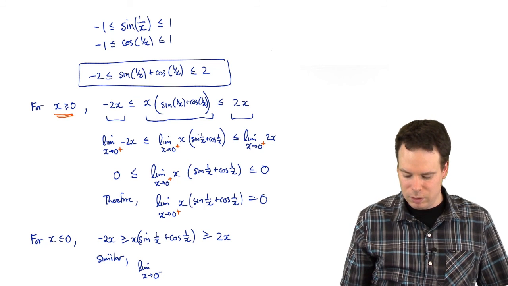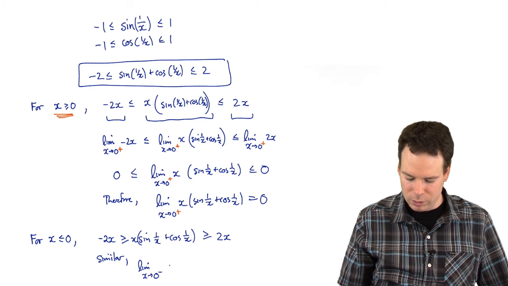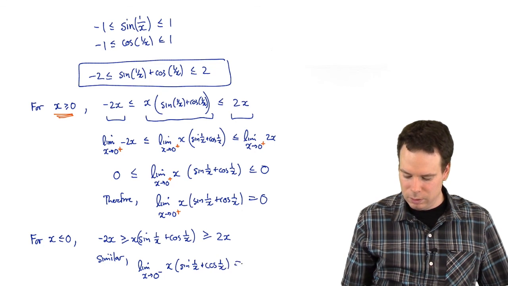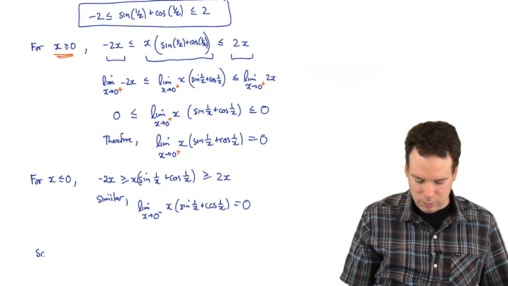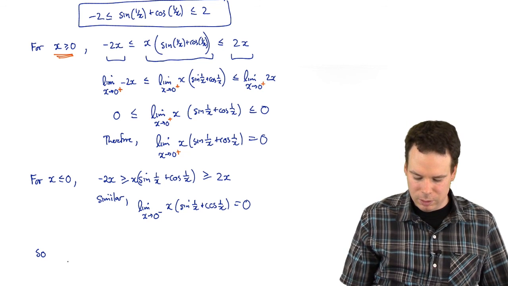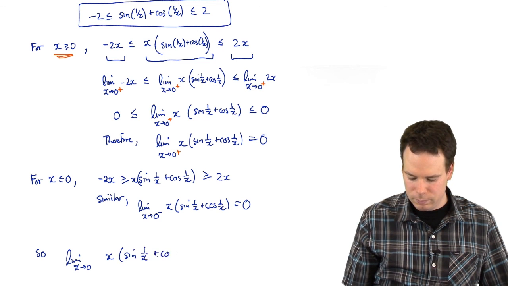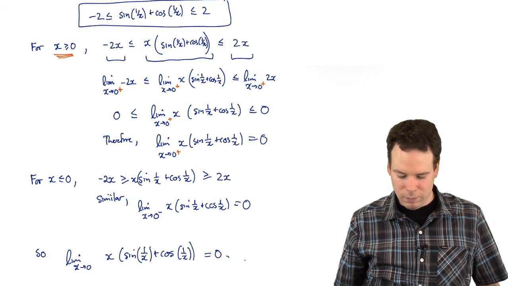Both functions above and below the one we're interested in are heading to 0, so the thing trapped between them must also head to 0 in the limit. So this limit of x times sine of 1 over x plus cos of 1 over x is 0, and therefore right-hand limit is 0, left-hand limit is 0, so the limit in general is 0. And we've now shown it.